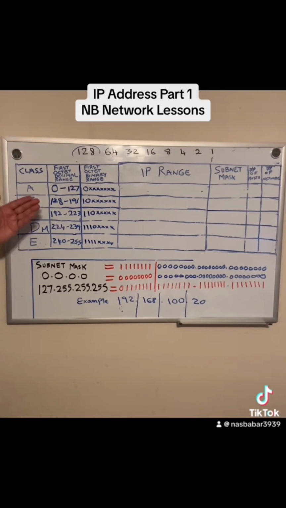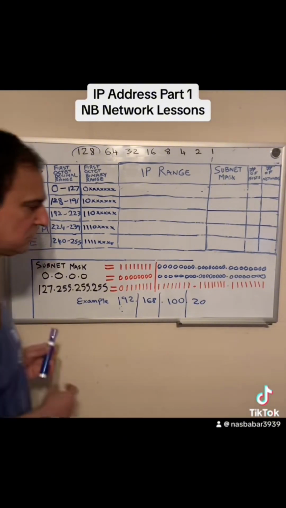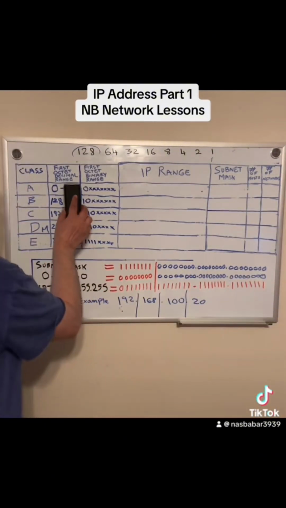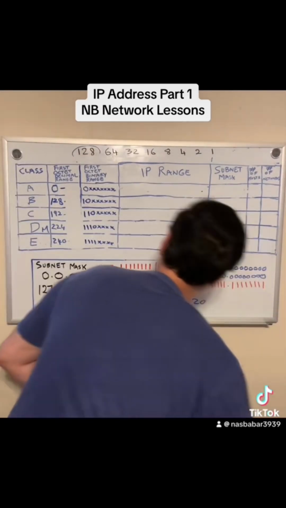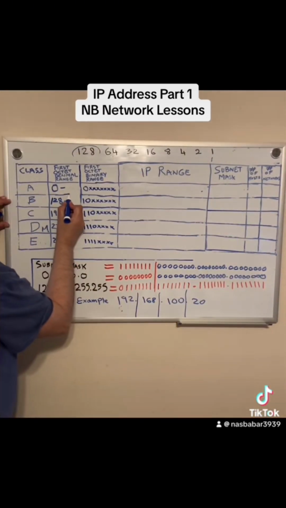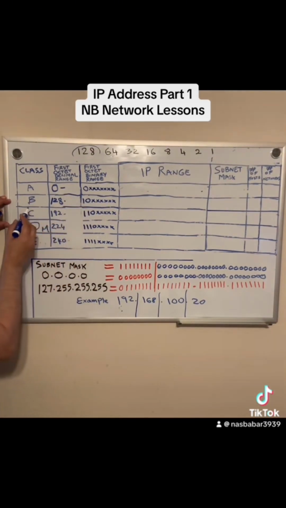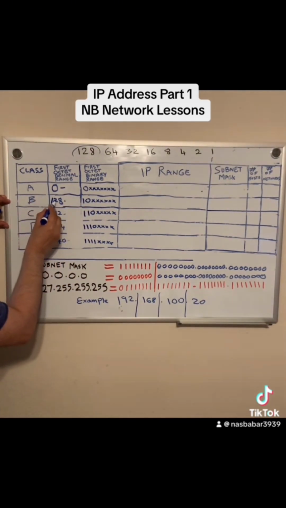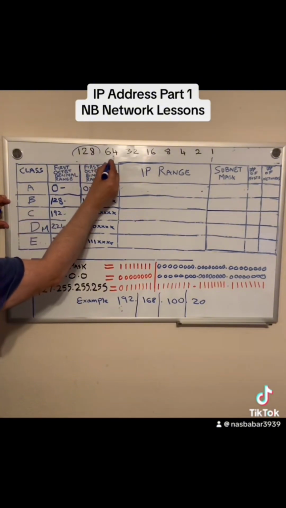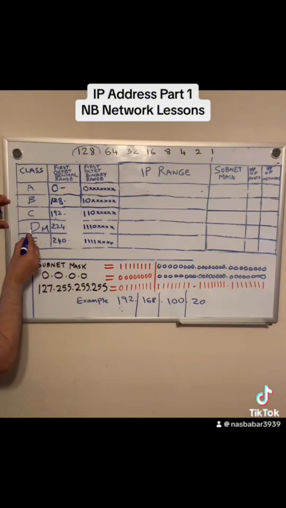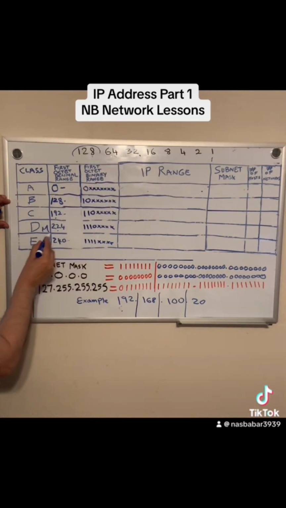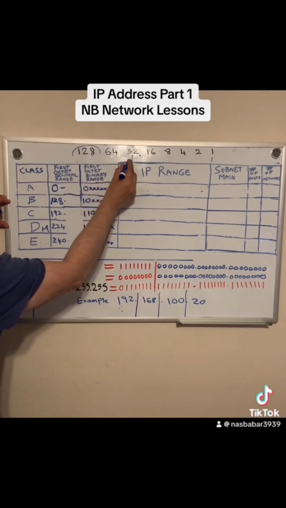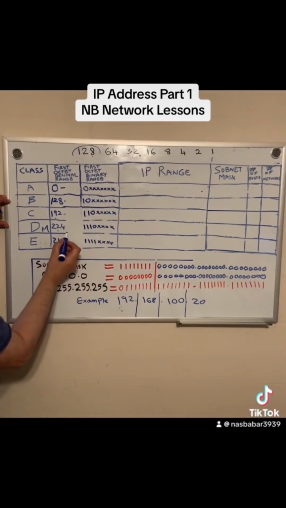So how I got this is basically, let me make it a little simple for you. This might help you understand it quicker. Class B starts with 128. So Class C has to start with 128 plus 64, 192. Class D has to start with 224, 128 plus 64 plus 32, 224. Class E, 128, 64, 32, 16, so you get 240, it starts with 240.